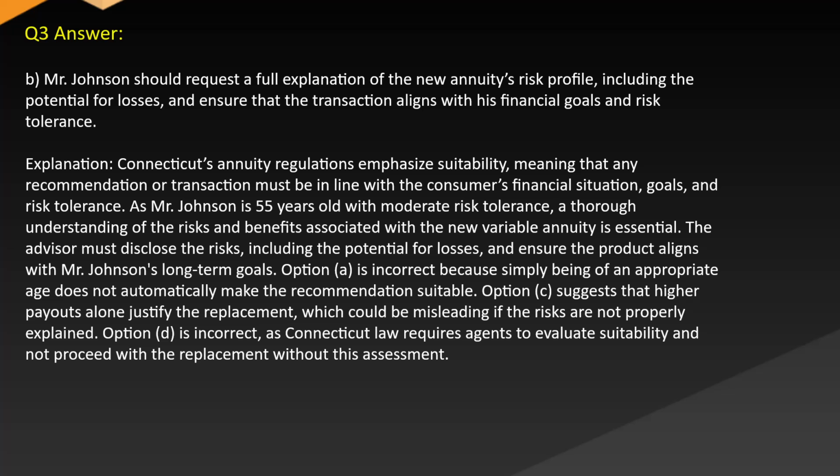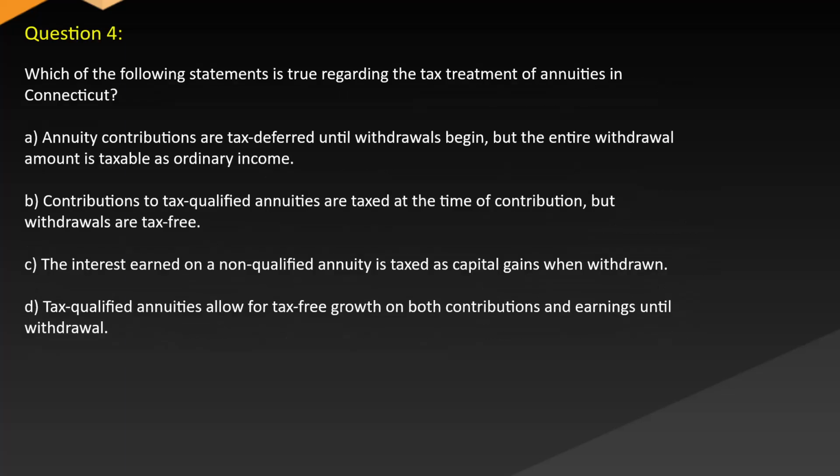The advisor must disclose the risks, including the potential for losses, and ensure the product aligns with Mr. Johnson's long-term goals. Option A is incorrect because simply being of an appropriate age does not automatically make the recommendation suitable. Option C suggests that higher payouts alone justify the replacement, which could be misleading if the risks are not properly explained. Option D is incorrect, as Connecticut law requires agents to evaluate suitability and not proceed with the replacement without this assessment.